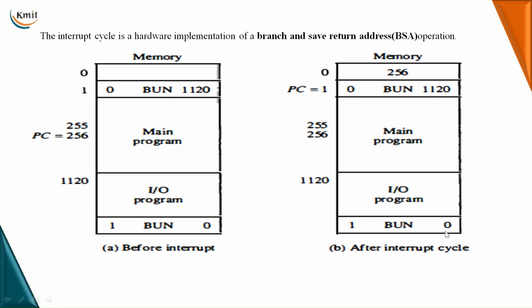This is not the direct address. If you go to this particular address of the memory, you will find the actual address. So 256 is the actual address. Now the PC value again becomes 256, so that the CPU will continue with the main program, the next instruction of the main program. So this is how an interrupt will be handled by the CPU or the computer.